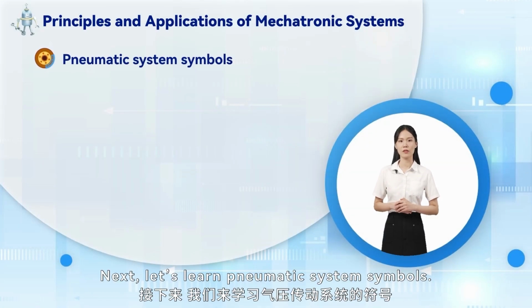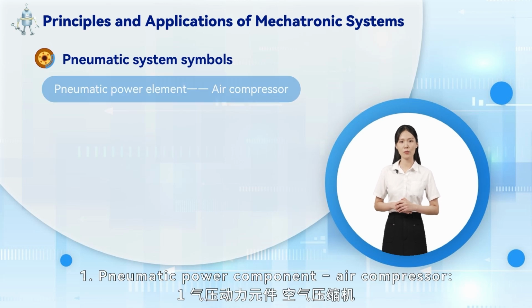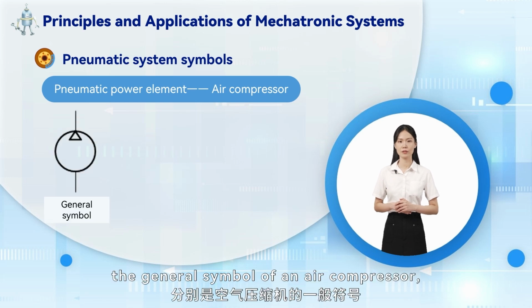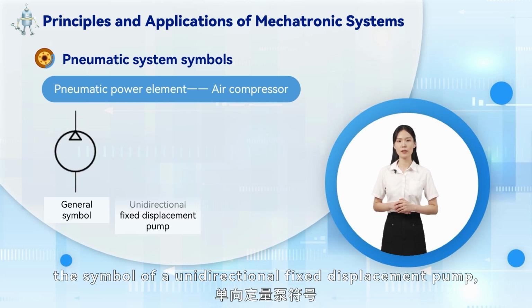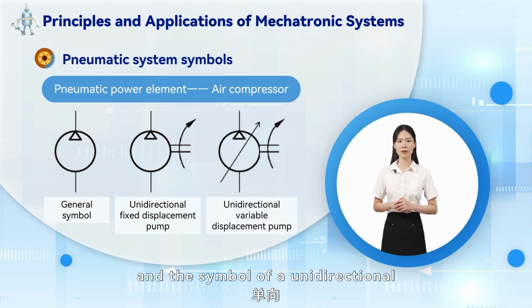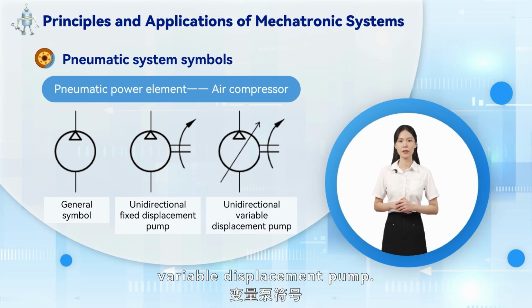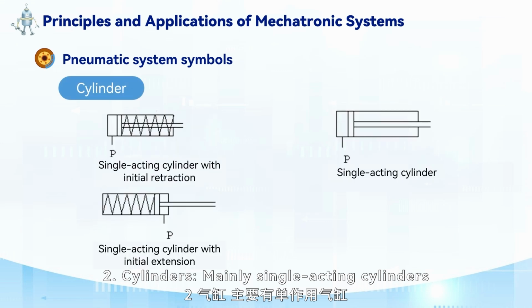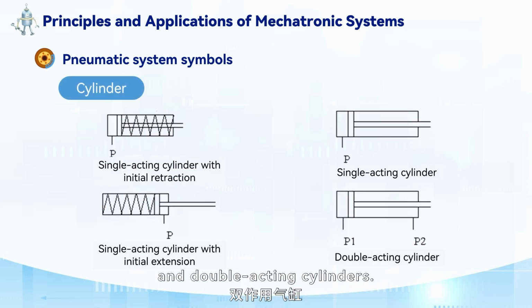Next, let's learn pneumatic system symbols. 1. Pneumatic power component, air compressor. As shown in the diagram, the general symbol of an air compressor, the symbol of a unidirectional fixed displacement pump, and the symbol of a unidirectional variable displacement pump. 2. Cylinders, mainly single-acting cylinders and double-acting cylinders.